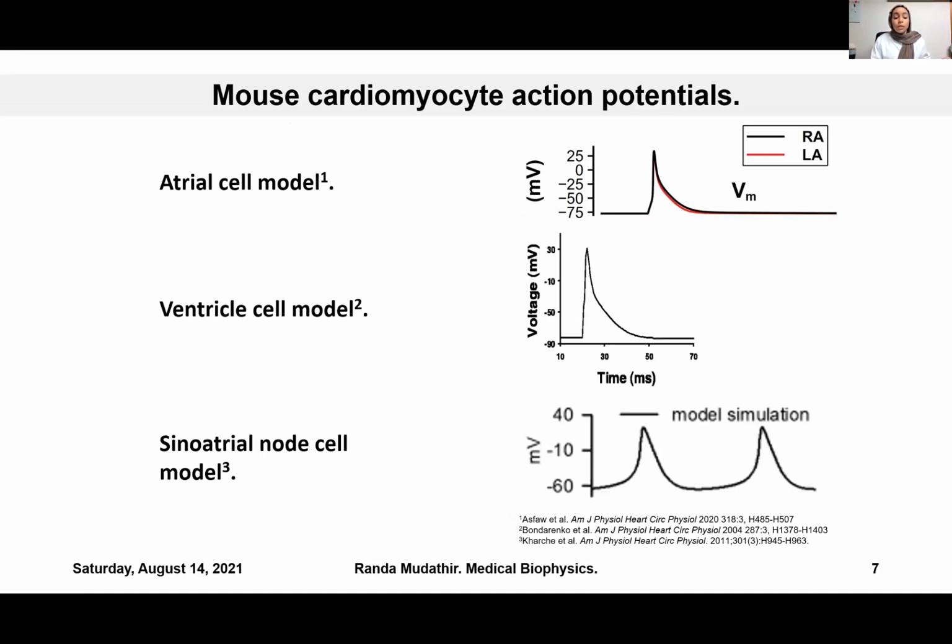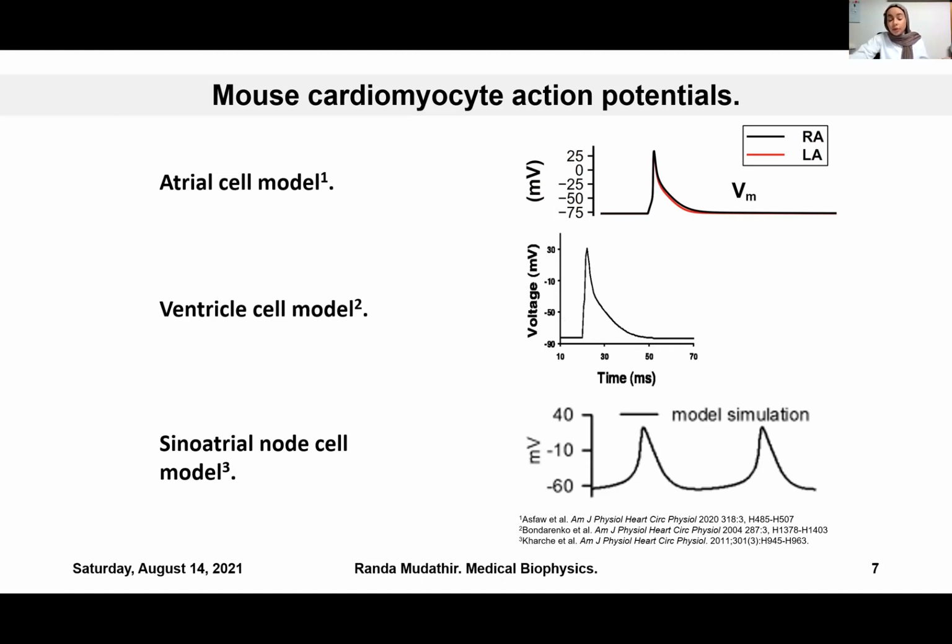And so this is where a little bit of my work comes into play. In the literature, there have been several models developed for the atrial cell, the ventricle cell, and actually Dr. Karsh developed a model for the sinoatrial node cell. My work will be creating similar cell models for the mouse cardiomyocyte, but incorporating the ion channel changes that are exhibited by Timothy syndrome patients, so that we can have models that replicate the action potential propagation in Timothy syndrome patients.